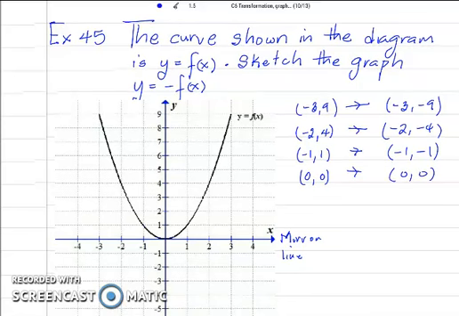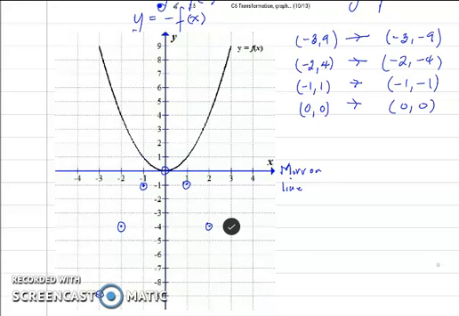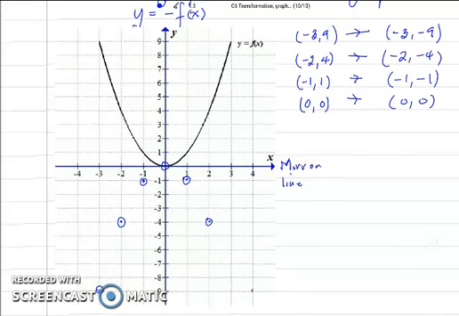All right, so we can start by plotting some of these points. So we have (minus 3, minus 9), which is here, (minus 2, minus 4), which is here, (minus 1, minus 1), which is here. The origin remains the same. So whenever we reflect in the x-axis, a point on the mirror line always is invariant. In other words, it does not move. (1, 1) becomes (1, minus 1). (2, 4) becomes (2, minus 4). And (3, 9) becomes (3, minus 9).